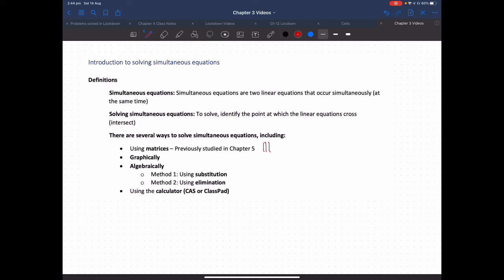further maths next year. What we will be considering, though, is how to solve simultaneous equations using graphs, how to solve it using algebra, either by substitution or elimination, and then how to also use our calculator.